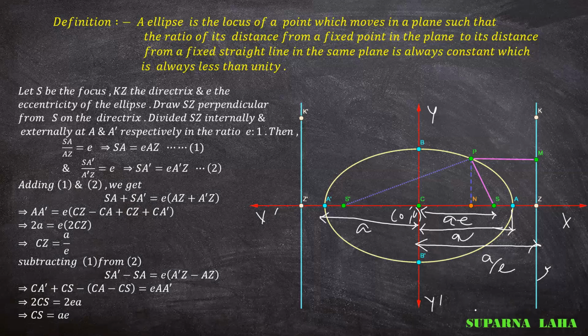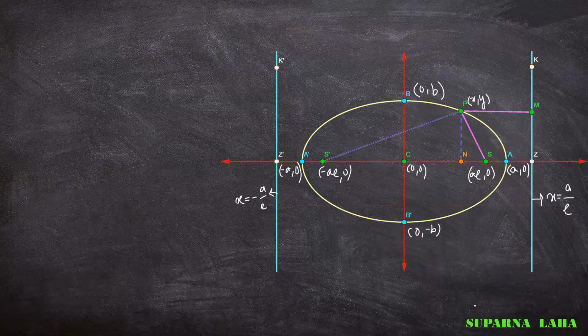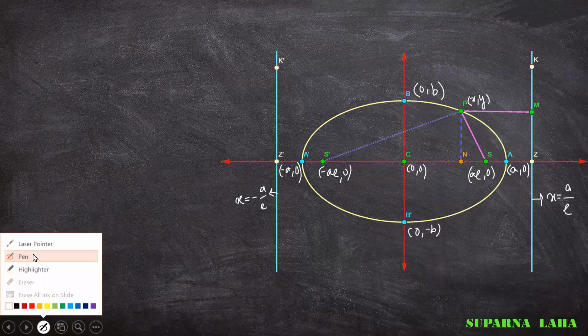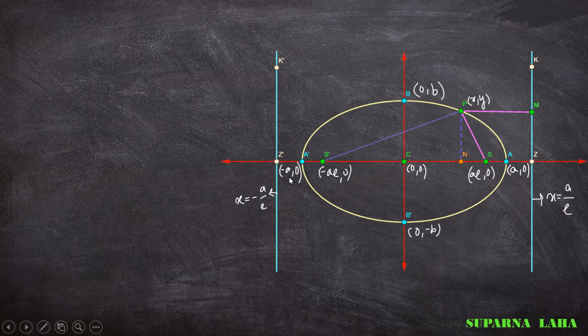Okay. Now same as CS, CS dash is also ae. Like in the right hand side of the y-axis and the left hand side of the y-axis, they are exactly similar. So let us first mark the figure with the coordinates of the fixed point, the equation of the directrix and the center points. So here we have taken CA, this distance is a, so the coordinate of A is a comma 0 and the coordinate of A dash is minus a comma 0.